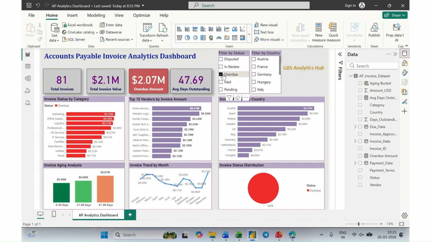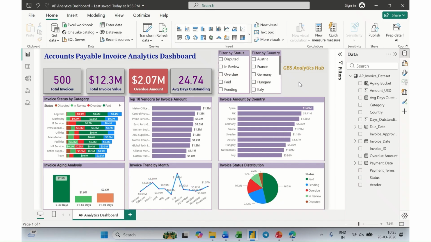The invoice amount by country chart shows the geographic distribution of accounts payable exposure across our 10 European markets. Spain leads at $1.68 million, followed by the UK at $1.41 million and Poland at $1.36 million. In a real global business services environment, this view is critical for treasury and cash flow management. Different countries have different payment regulations, different banking systems, and different vendor expectations around payment terms.